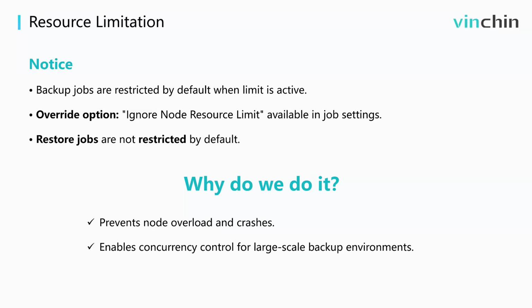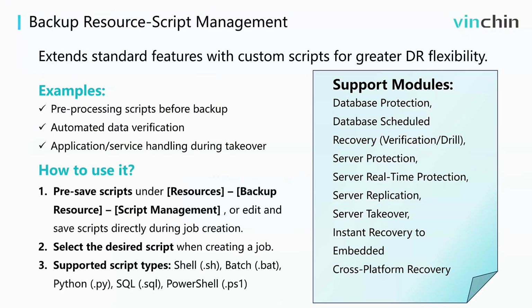The backup jobs are restricted by default when the limit is active. And there is an override option, ignore the node resource limit, available in job settings. And the restore jobs are not restricted by default. We need to prevent node overload and crashes and also want to enable concurrency control for large-scale backup environments. For the backup resource scripts management, we extend the standard features with custom scripts for greater DR flexibility. How to use it?